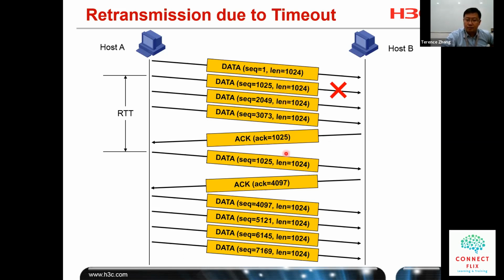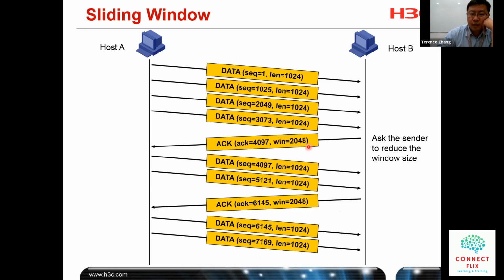Right? This is a retransmission signal for host A, and host A will retransmit the second data only, and then ACK the last data, and normally send the data again. So this is retransmission due to timeout. That means the second data didn't reach host B due to timeout. So this is the workflow of retransmission.